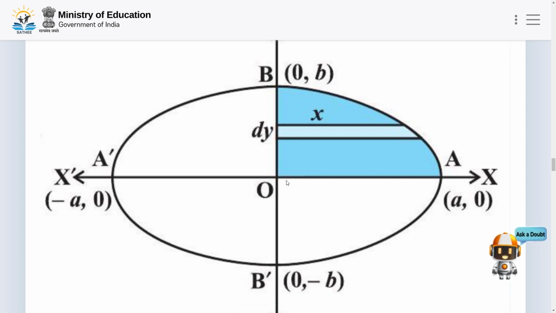Now if you are confused about how we are going to decide what our limits will be, in case of x, when you take a vertical strip, what you have to keep in mind is from where to where on the x-axis you are taking your region, and consider it from left to right always.